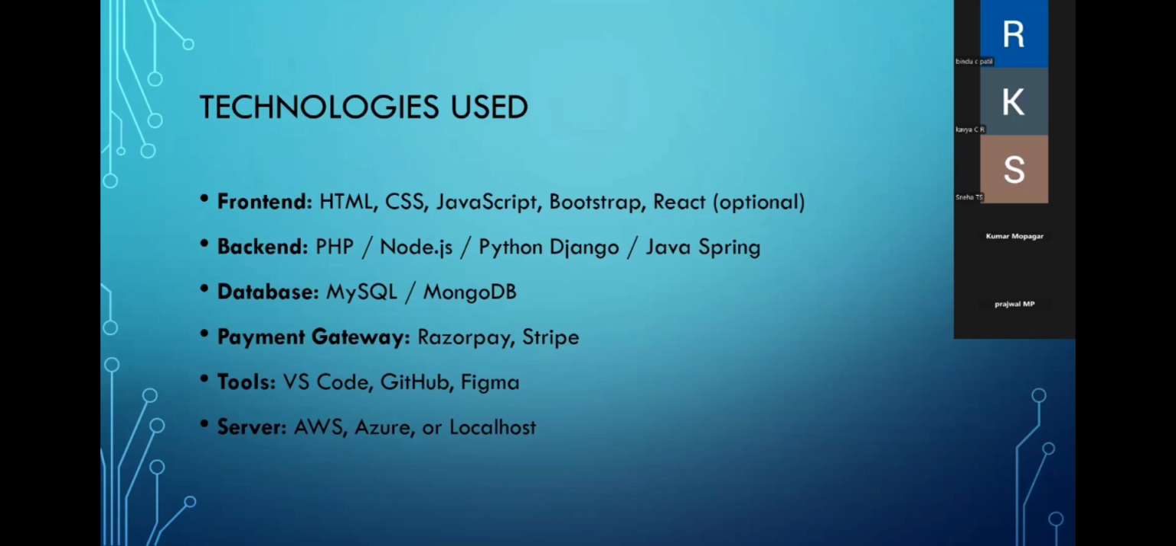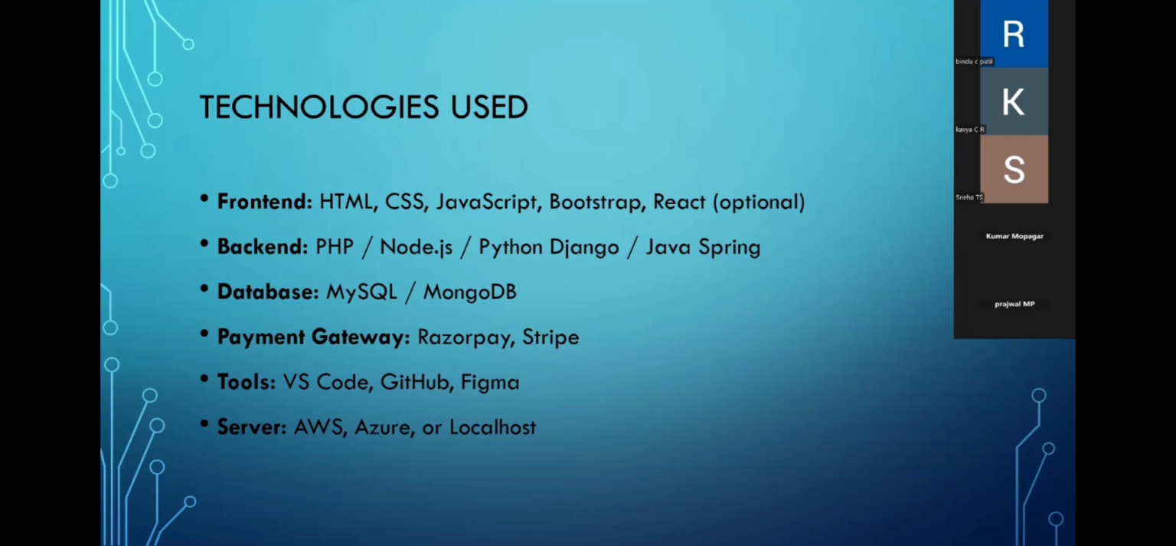The backend handles the application logic such as storing user data, managing orders, and connecting with the database. For storing the data, we use a database like MySQL or MongoDB. This database keeps all information including product, categories, user, order, and payment history. For online payment, the website uses a payment gateway such as Stripe, which provides secure transactions.